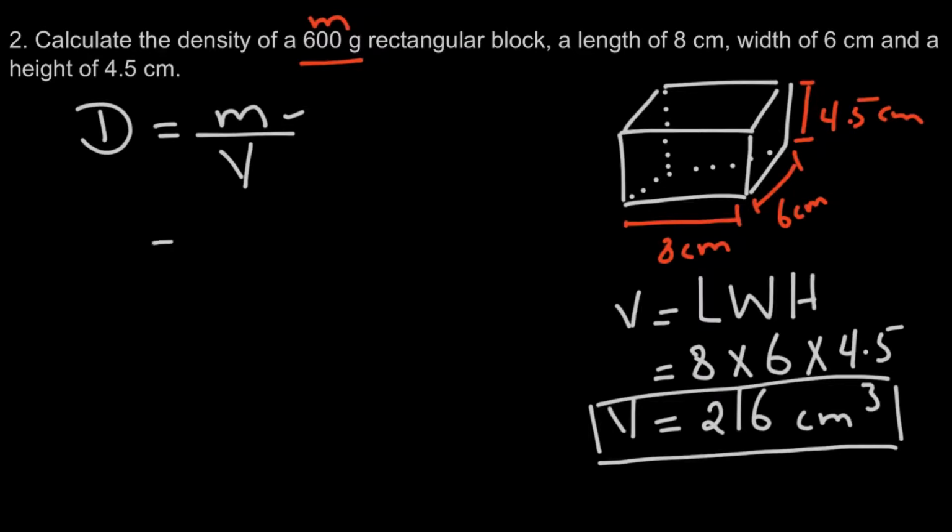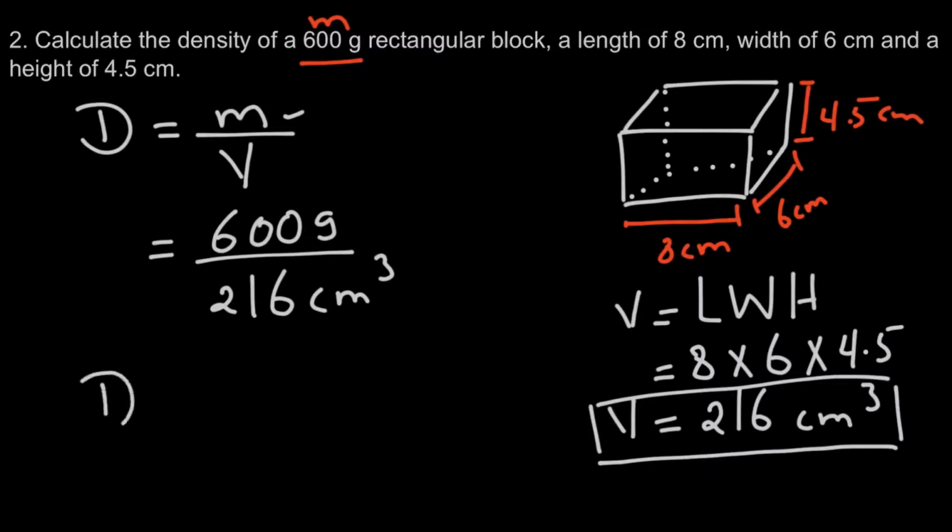So D will be M, which is 600 grams, divided by the volume, which is 216 centimeters cubed. So D will equal 600 divided by 216. The answer will be, after rounding to 3 significant figures, 2.78 grams per centimeters cubed.